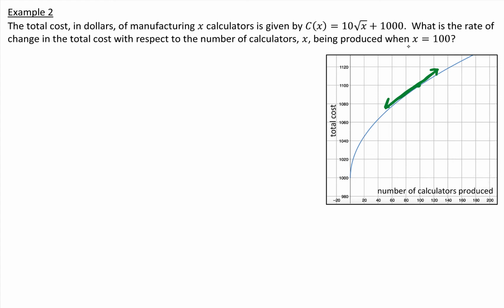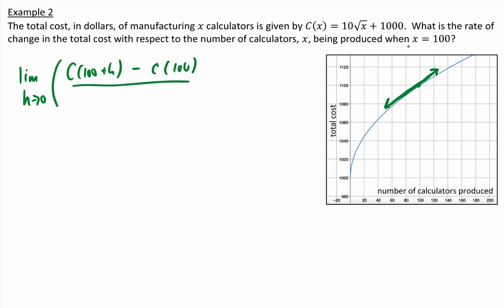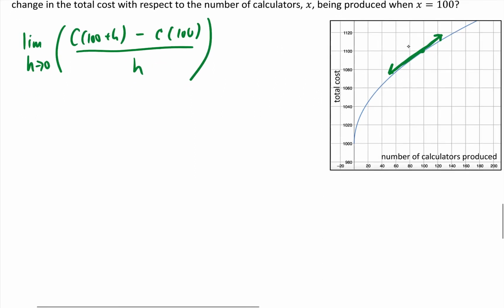So since we're looking for the instantaneous rate of change, we want the limit as h goes to 0. And for this example, it's the cost of 100 plus h minus the cost at 100, all divided by h. Since this one has a square root, I'm not going to do an aside. So this is equal to the limit as h goes to 0.